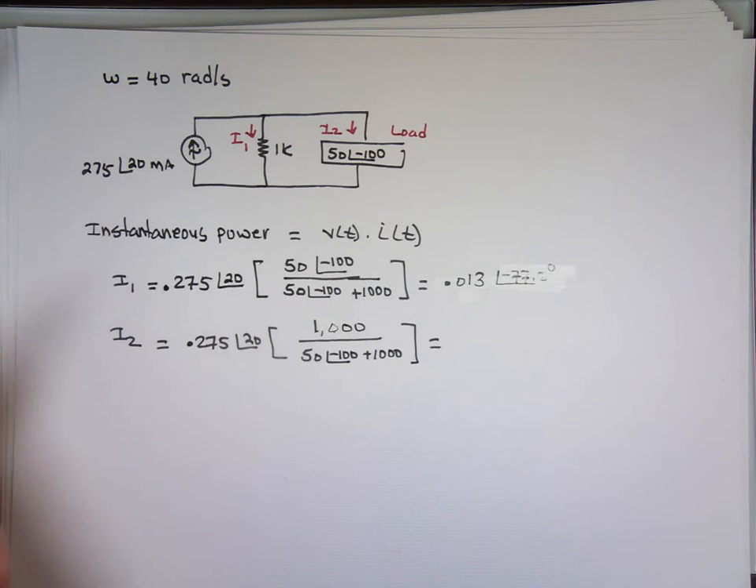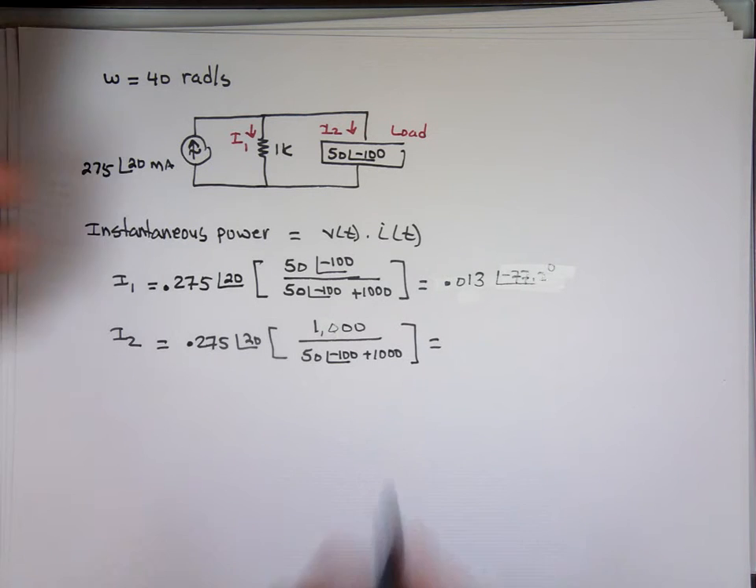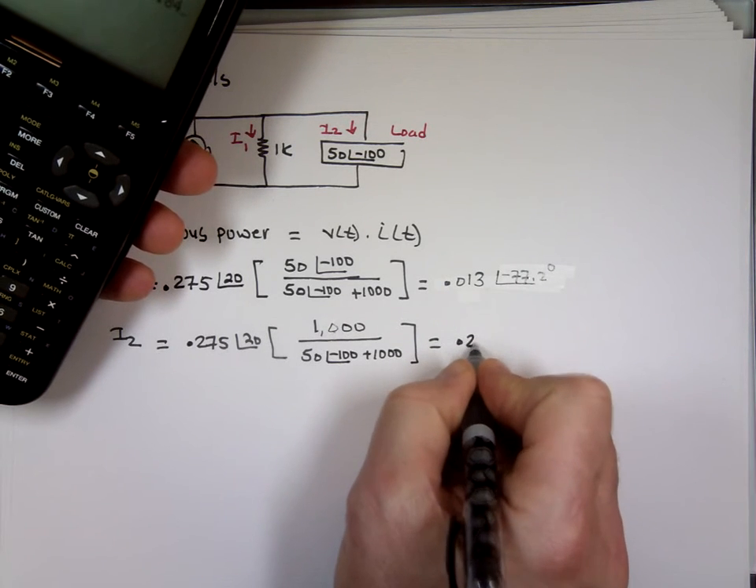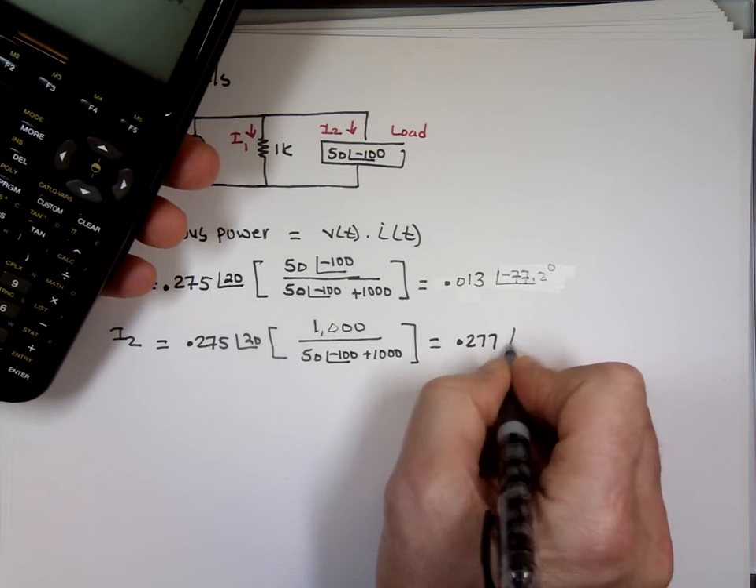So here we go. 0.275 angle 20 times 1,000 divided by 50 angle negative 100 plus 1,000. And I came up with 0.277 angle 22.8. Is that what you got?